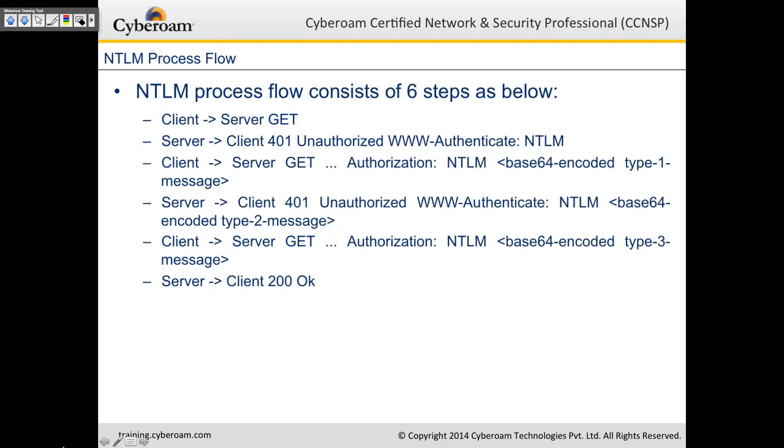Now this is how the NTLM process flow happens. So when you try to browse, the client sends a GET request, the server sends 401 unauthorized and asks you to authenticate via NTLM. Now this time the client sends a GET with the authorization type 1 message, and the server sends again unauthorized and asks you to authenticate yourself with type 2 message. And the client sends, okay, GET with the authorization of NTLM with type 3, and server says, alright, you're authenticated and now you can access my resources. So that's the entire process flow which happens in NTLM.